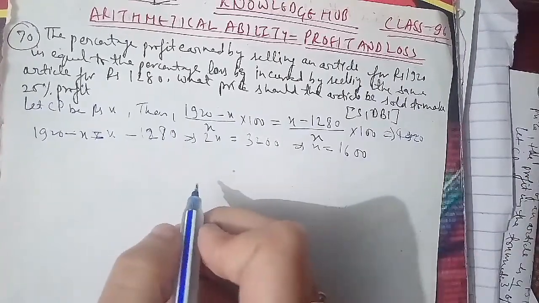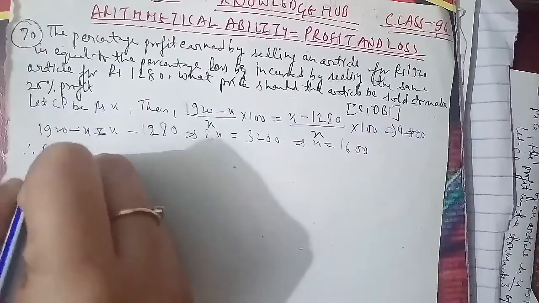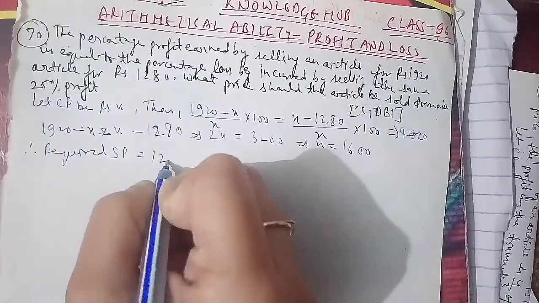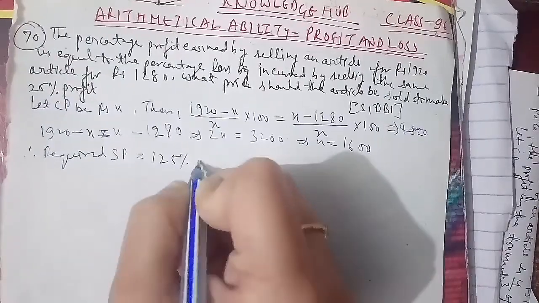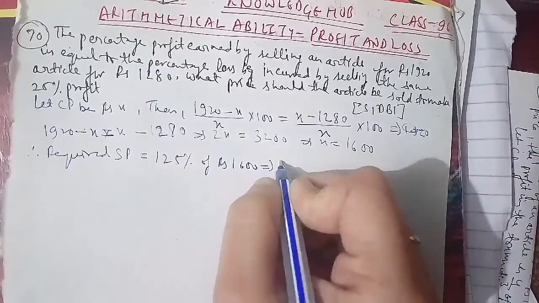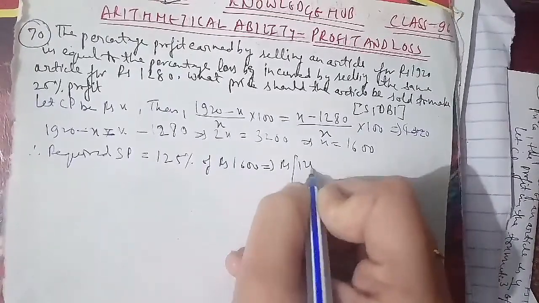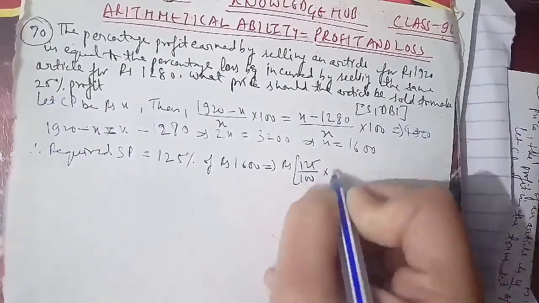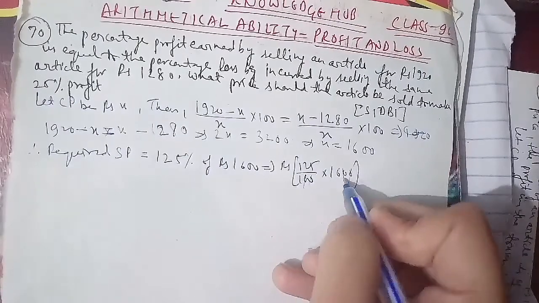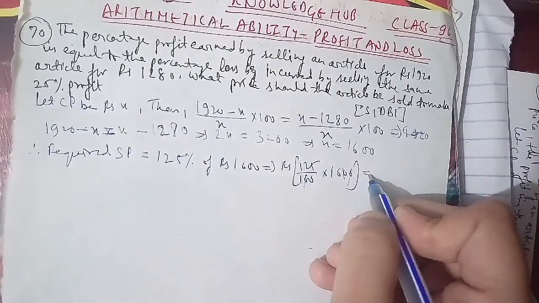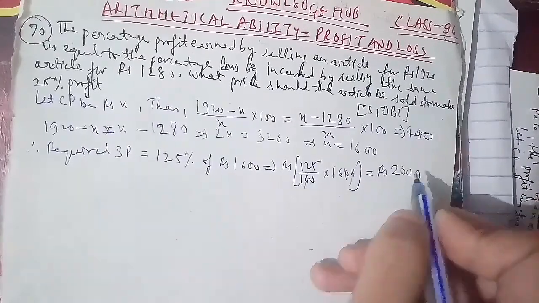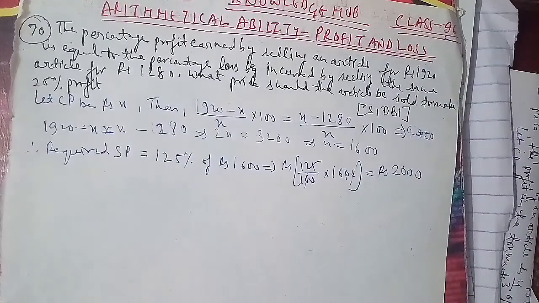So required SP is equal to 125% of rupees 1600, which is equal to rupees 125 upon 100 into 1600. The zeros being cancelled by the zeros, 125 sixteens will give rupees 2000, that we have as an answer. Now we go ahead for the next.